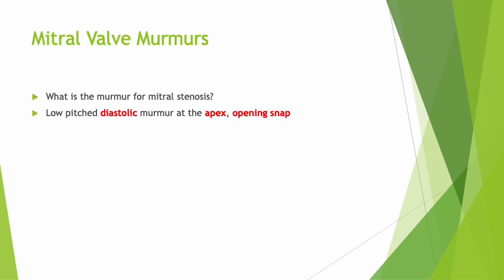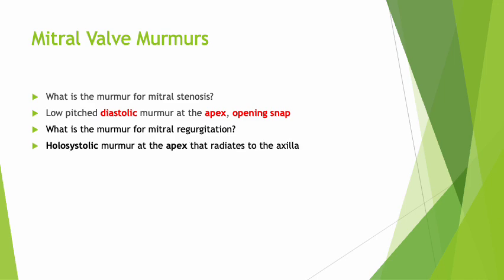So going back, we see that this is a diastolic murmur for mitral stenosis. For the MS of that mnemonic, it's at the apex, which is the mitral area, and just remember SNAP for stenosis. And what is the murmur for mitral regurgitation? Again, it's going to be at the apex. We mentioned that all of the mitral valve murmurs are in that area. This one is going to be holosystolic, and it's going to radiate to the axilla.